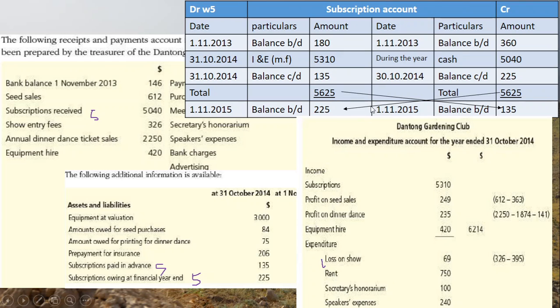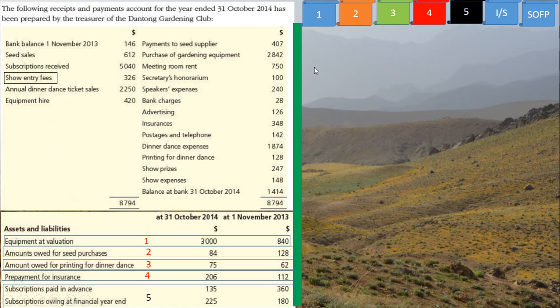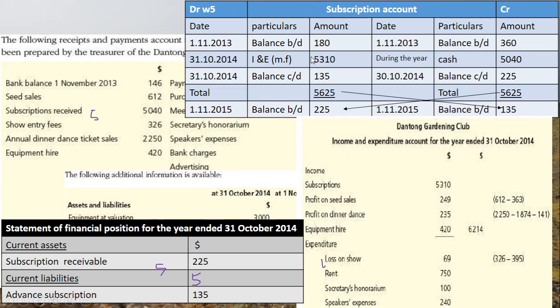Then you also need to understand the way to present this 225 and 135. So 225 is your asset, and the asset is going to come here, under current assets, receivable 225. And this 135 is your advance income. That's your liability. It's going to come here under current liabilities, advance subscription. That's in your statement of financial position. So that's how we do subscription.